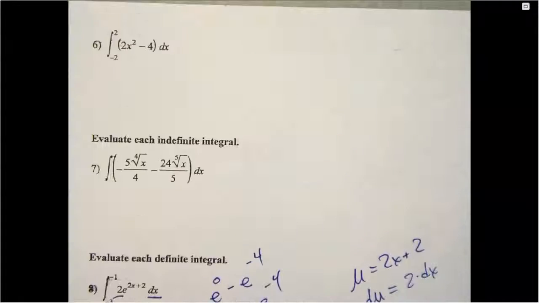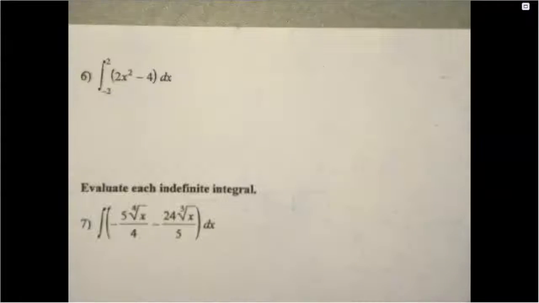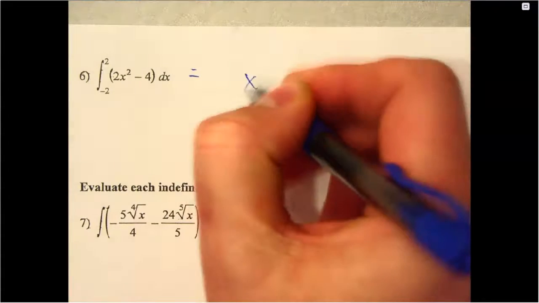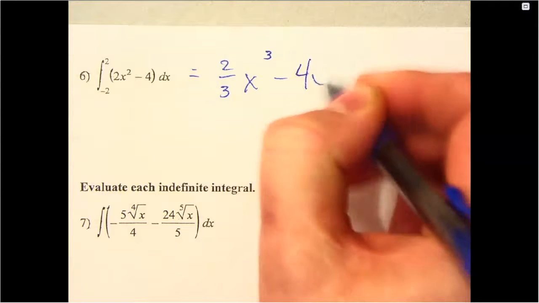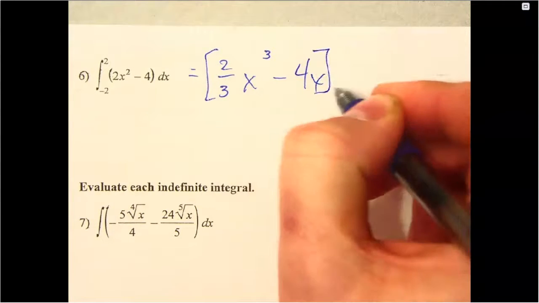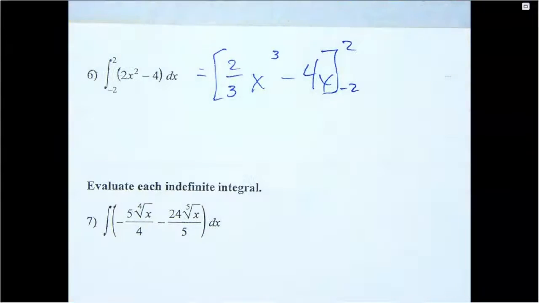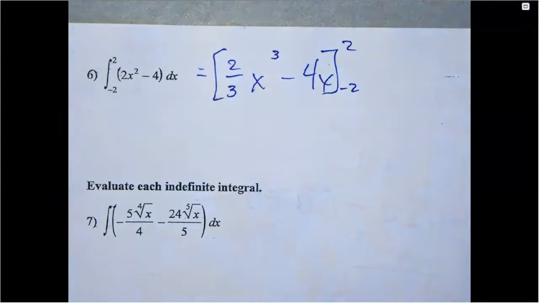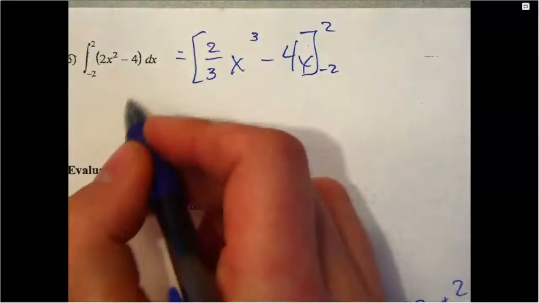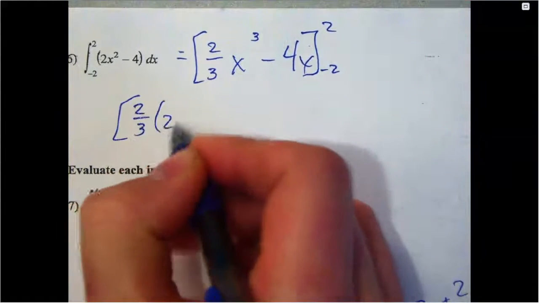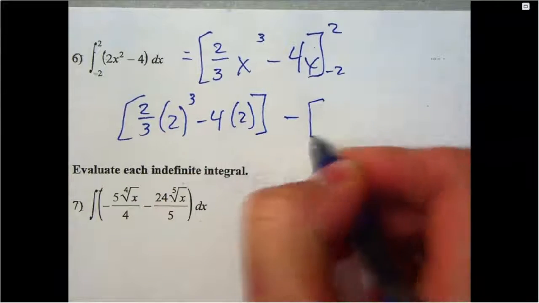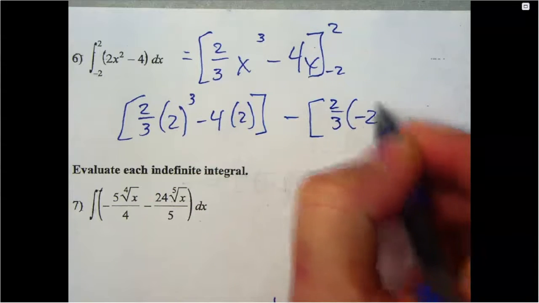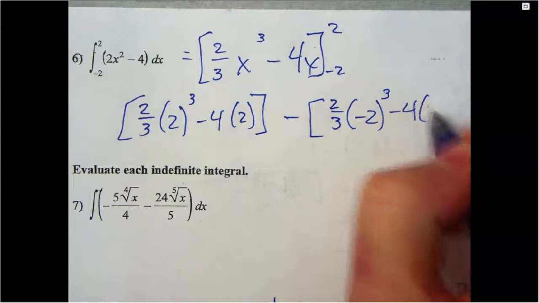Number 6, no u substitution here or anything, so hopefully it's a straightforward-ish one. Add 1 to the power, multiply by the reciprocal of the power. The integral of 4 is just 4x. Plugging in 2 and negative 2, I get 2/3 times 2 to the third minus 4 times 2, minus the same thing but with negative 2.